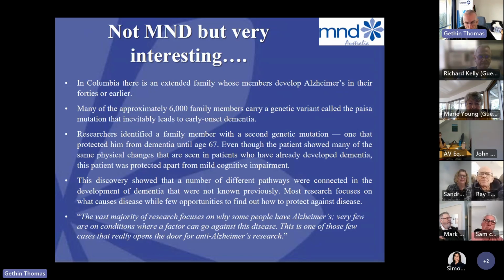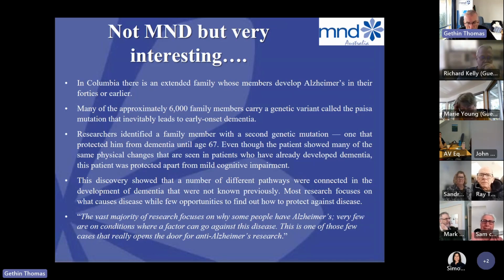This is something that came up in a study in Colombia, actually. It's not MND, but it is related to it. There's a very large extended family, 6,000 people in Colombia, that develop early onset Alzheimer's, and it's due to a genetic mutation in a gene called PSEN1.